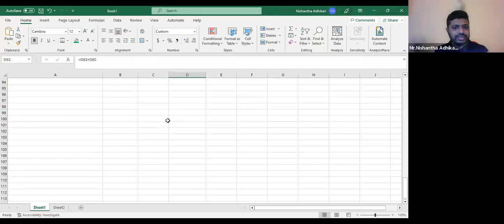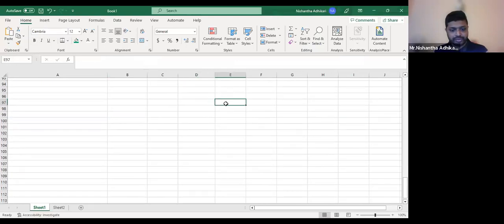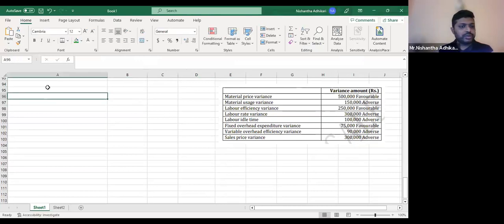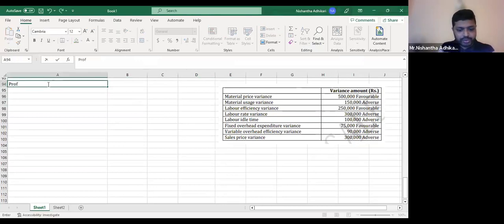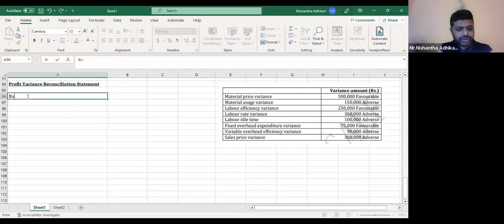Guys, I'm a little bit faster because I need to complete this paper within today. Right, these variances are there. First, we are going to prepare a profit variance reconciliation statement. First, we will calculate budgeted profit.